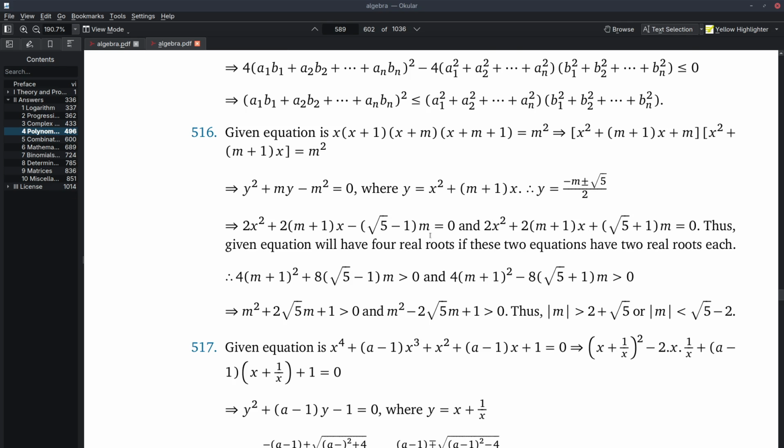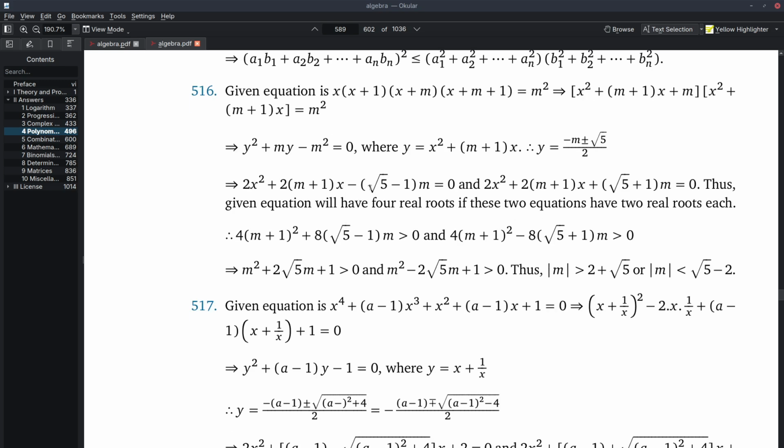So we have two equations, we will get 4 roots if both equations have real roots. Now we look at the discriminants. We get 4(m+1)^2 + 8(√5 - 1)m > 0, and 4(m+1)^2 - 8(√5 + 1)m > 0. So solve these two quadratic inequalities and you will get the following values for m: |m| > 2 + √5 and |m| < √5 - 2.